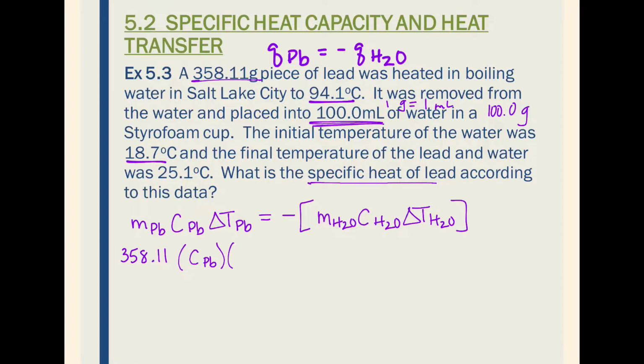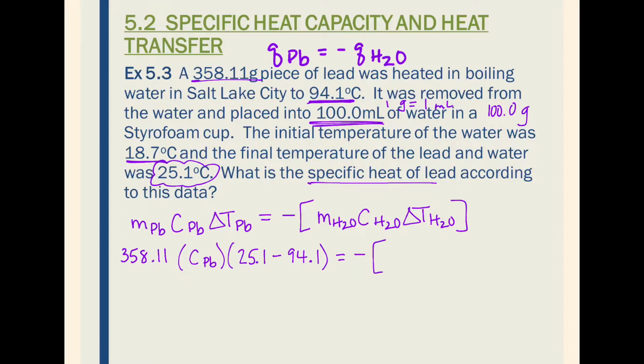And then our temperature change. So the final temperature is going to be the same when we do these simple coffee cup calorimeter problems, because both objects are ending at the same temperature, right? That's the concept of thermal equilibrium. So the final temperature for the lead is 25.1 degrees Celsius. The original temperature was the warmer 94.1. So there's everything on that side.